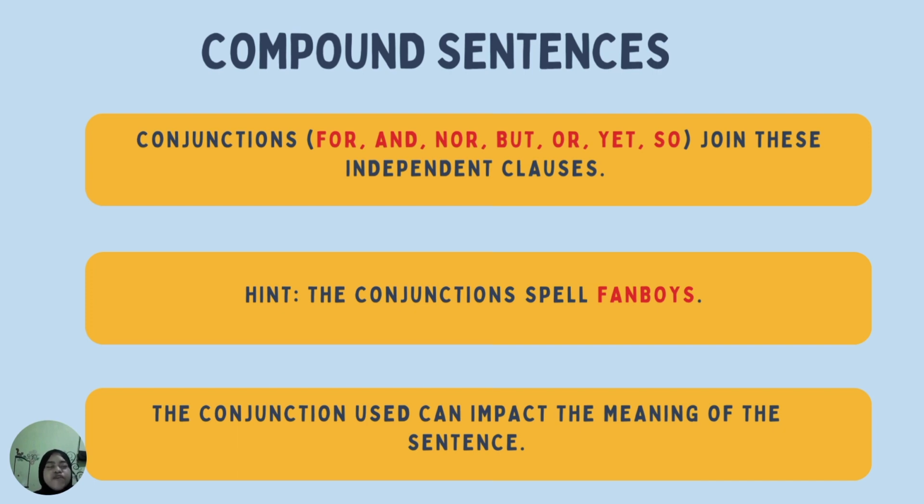And the hint, if you have difficulty remembering the conjunctions, spell FANBOYS: for, and, nor, but, or, yet, and so. The conjunction used can impact the meaning of the sentence. So, from the 7 conjunctions, there are 4 common conjunctions that are usually used in compound sentences.